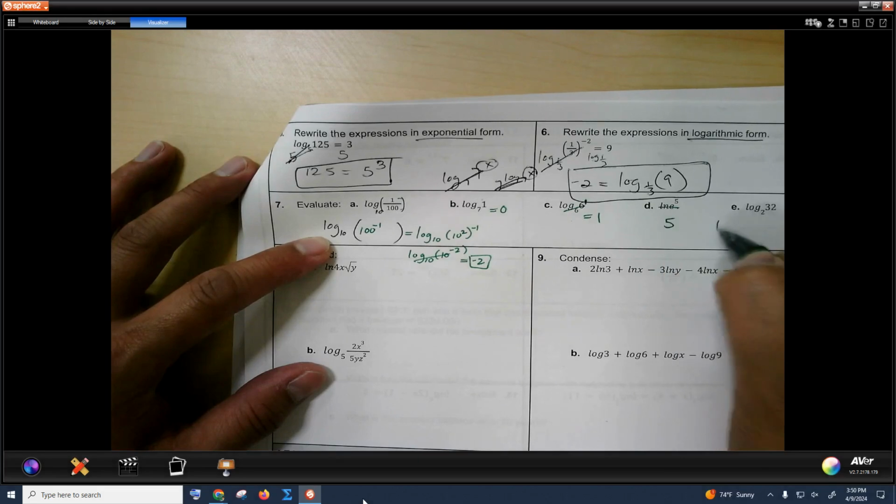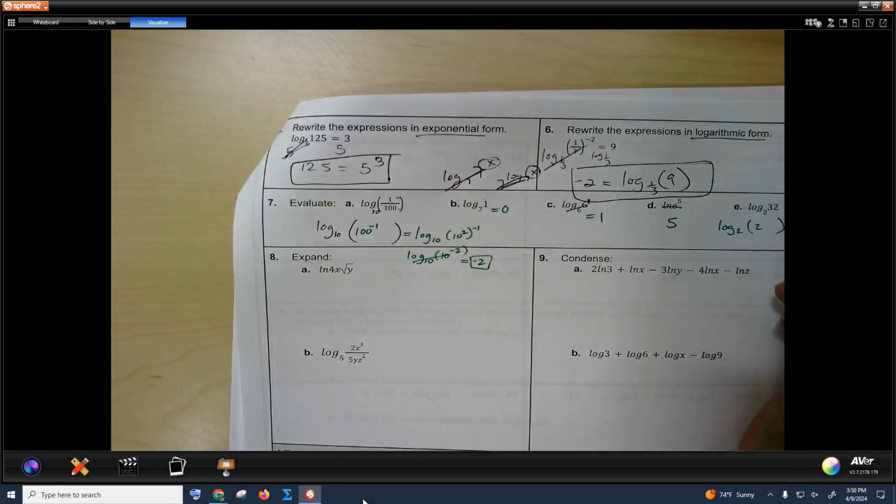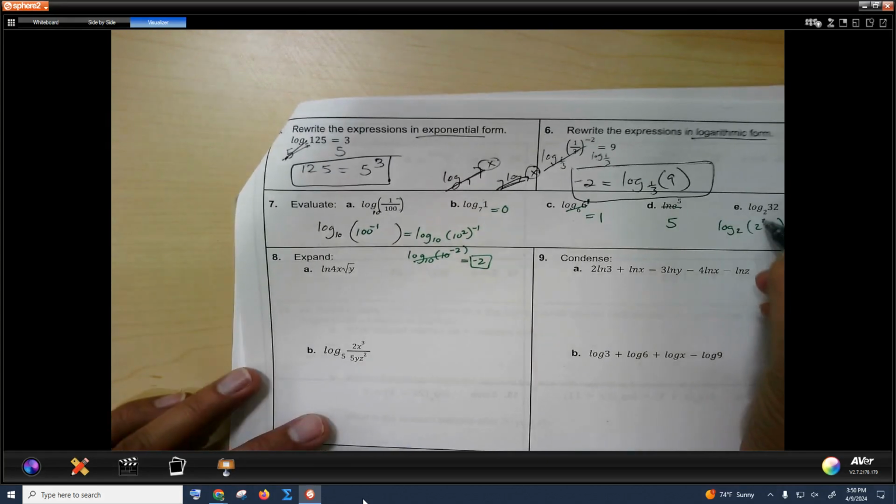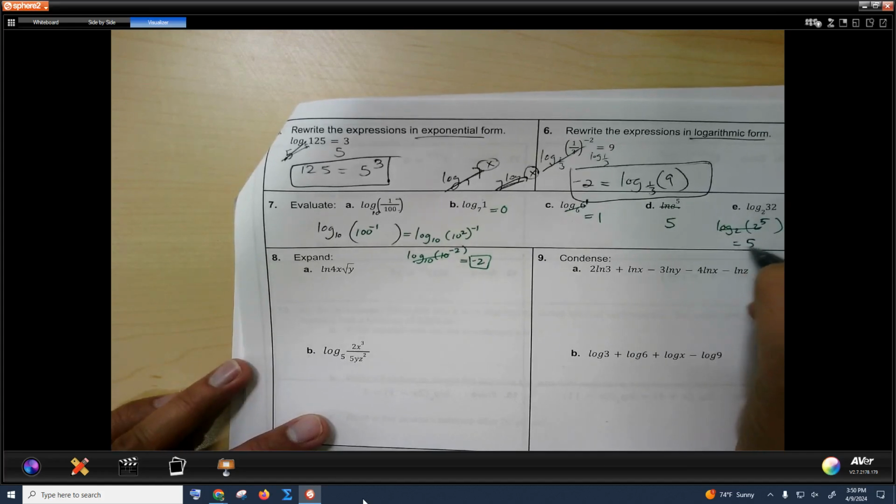And then this one, we need to write 32 as a base 2. So then we're going to just start checking. 2 to the 4th power is 16. 2 to the 5th power is 32. So then those cancel, and 5 is left.